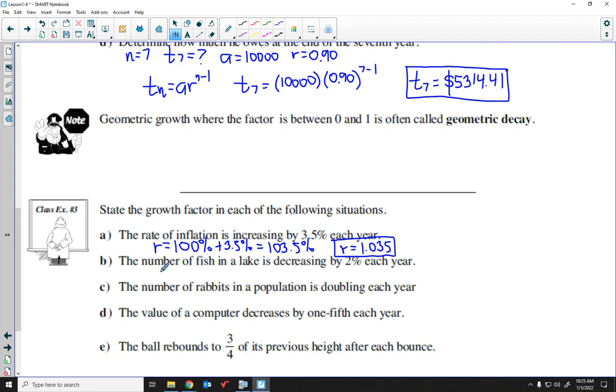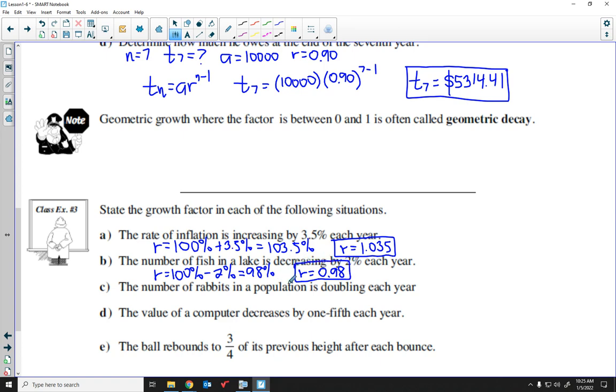B, the number of fish in a lake is decreasing by 2% each year. So again, when you're looking at the R value, you're asking yourself how much is retained. So the amount that would be retained would be 100% minus 2%, which should be 98%. And then if you convert that into a decimal number by dividing by 100, it'd be 0.98. So 98% is retained every single year.